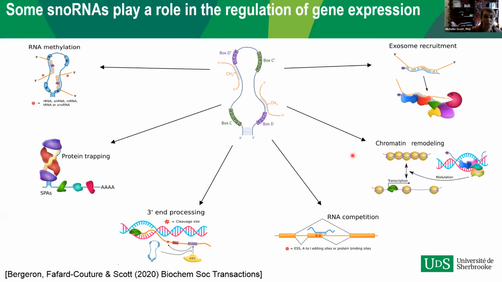Then there are other snoRNAs that are enriched in chromatin and believed to be involved in chromatin remodeling, so changing the accessibility or the opening up of chromatin. And then there's one snoRNA that has been shown to be further processed into a piRNA that can recruit the nuclear exosome to specific pre-messenger RNAs, resulting in their degradation, so affecting their stability.